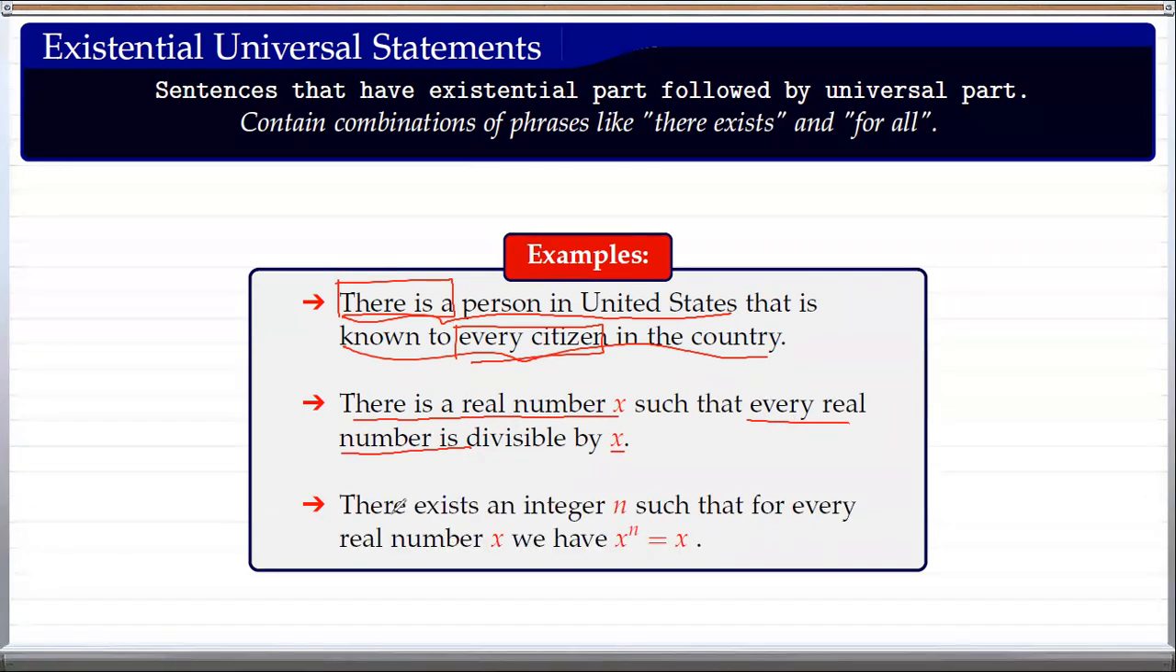Next example, there exists an integer n such that for every real number x, we have x to the n equals x. Again, we have the existential part here. There exists an integer n. And then we talk about every real number x, such that there is some relation between n and x. So this is also an existential universal statement, because here we have the existential part and then we have the universal part.